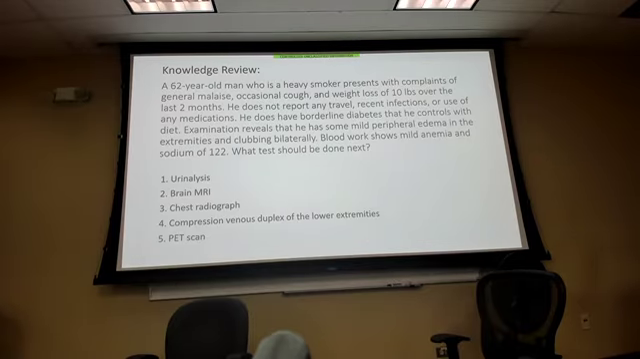Alright. 62-year-old man, heavy smoker, presents with complaints of general malaise, occasional cough, weight loss of over 10 pounds in the last 2 months. He does not report any travel, recent infections or use of any medications. He does have borderline diabetes, controlled with diet. Exam reveals some mild peripheral edema in the extremities, clubbing bilaterally. Blood work shows mild anemia and a sodium of 122. What is the next test? Who says 3? Good, you are correct. Always do a chest x-ray.